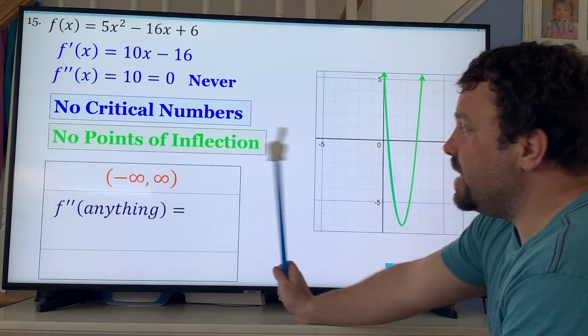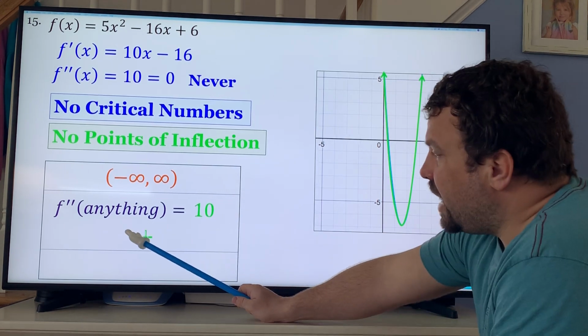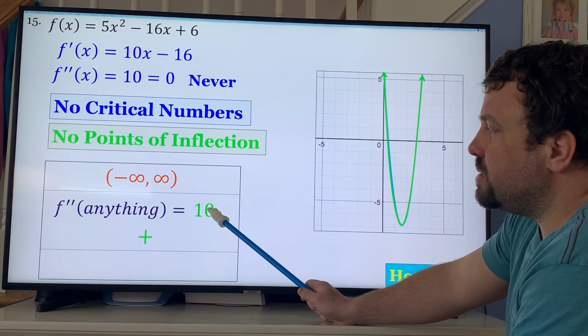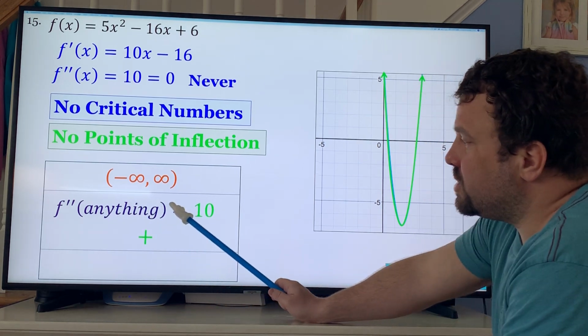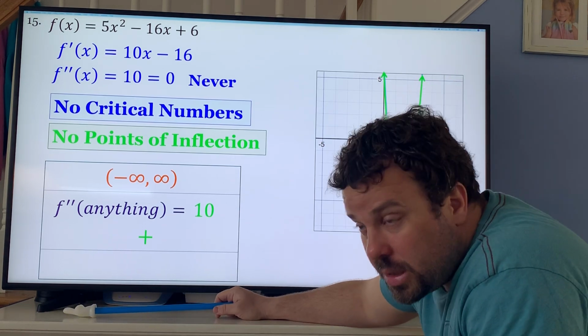I gave it away with the concave up there. So f prime of any number, I'll pick 0, equals 10. Does anything ever equal 10? Well, f of anything is. So f of 4 is 10, f of 7 is 10, f of 11 is 10, f of negative billion is 10.